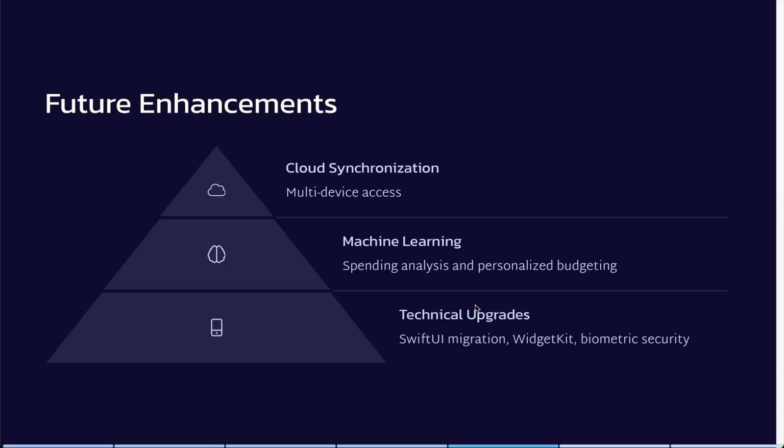And of course, improving security and biometric login is a top priority. We also want to add more customization for reports, smarter notifications, and maybe even social features to share budget goals with others.